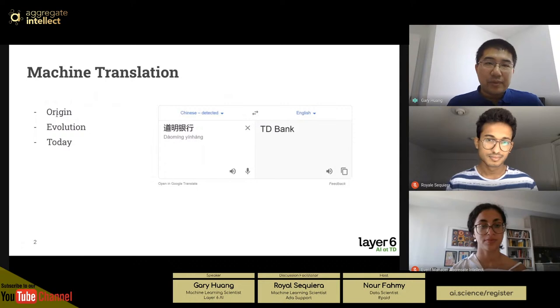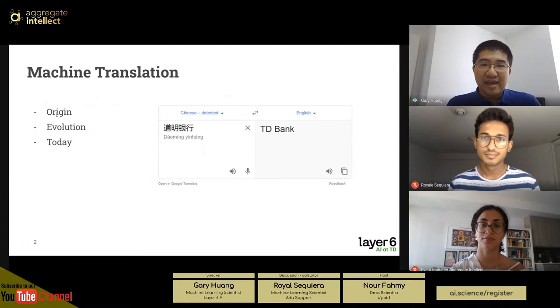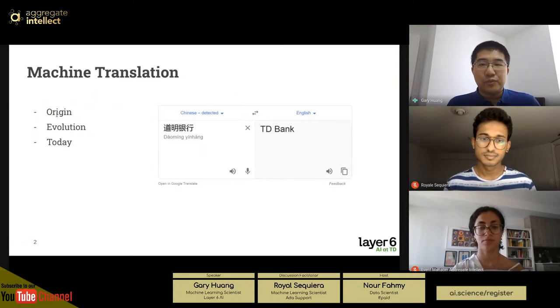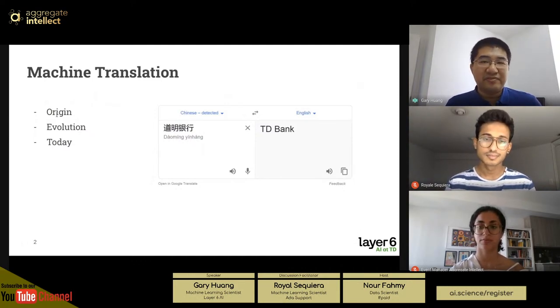So a bit of background in machine translation first. As the name suggests, machine translation is part of natural language processing that studies the automatic translation of one language to another. Research in this field originated in the 1950s, and the mainstream focus of research has shifted from a rule-based system to a statistical-based system, and to today's neural network-based system, where the most famous and widely used example is probably Google Translate. I mean, for one, I use it on a daily basis.